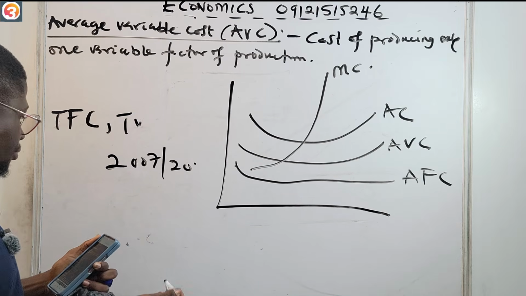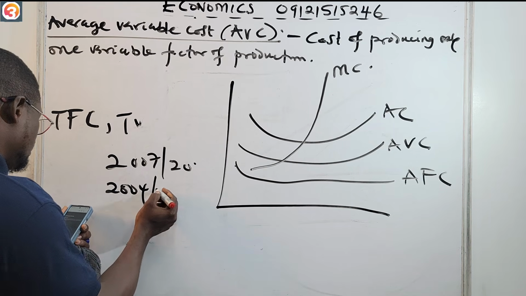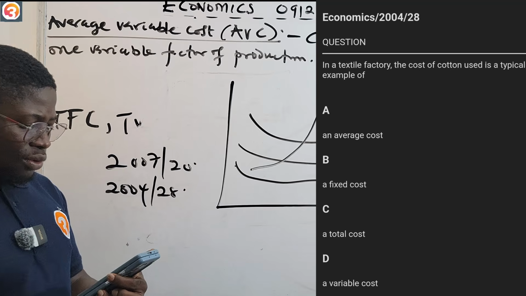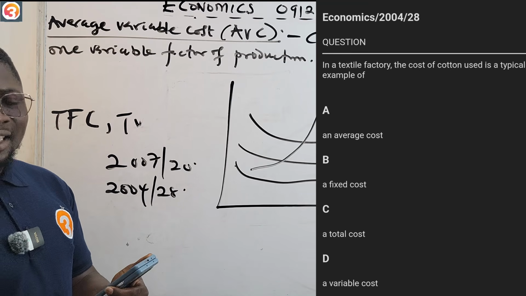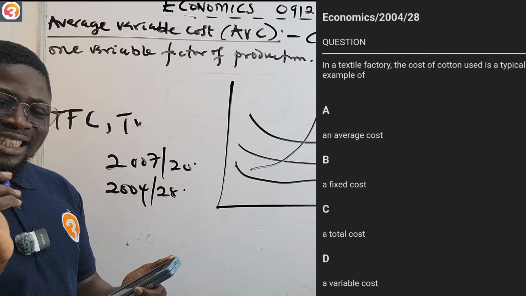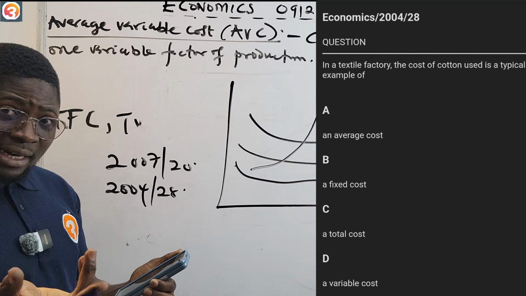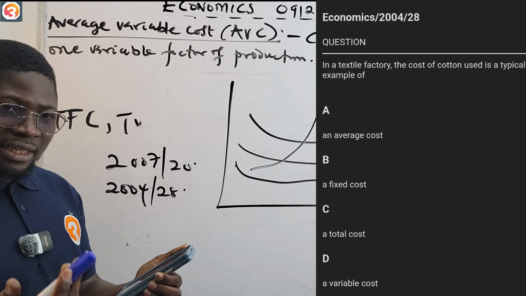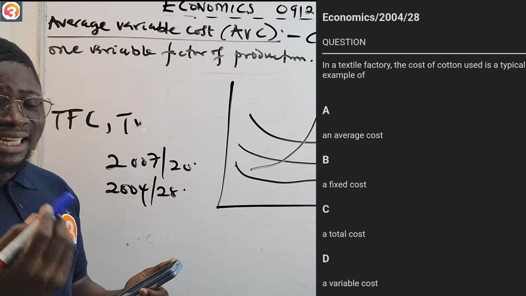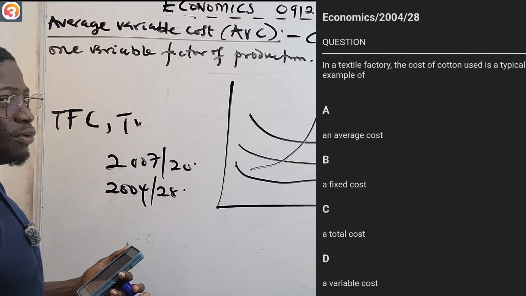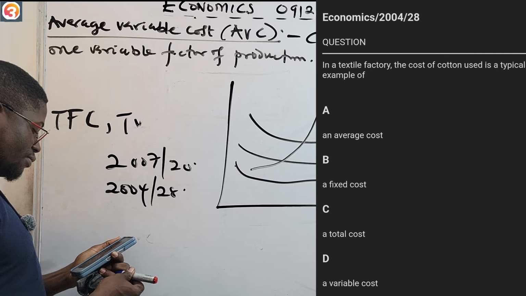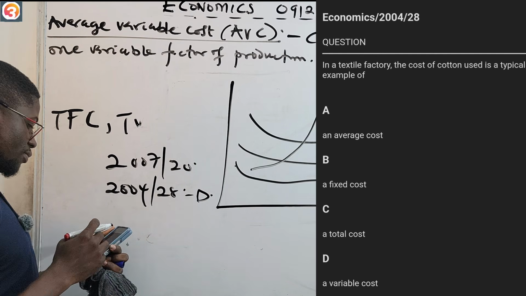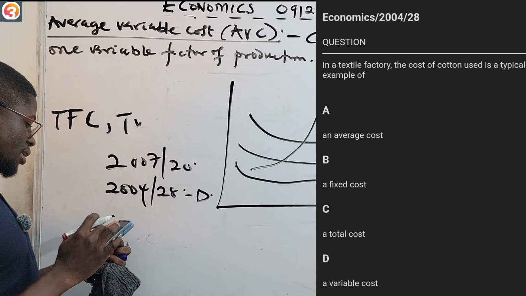Let us go to 2004, number 28. It says that in a textile factory, the cost of cotton used is a typical example of what? A, a raw material; B, an average cost; C, a fixed cost; D, total cost; or a variable cost. Obviously that is a total variable cost. It's an example of a TVC. It's a variable cost. So 2004 number 28 is option D.